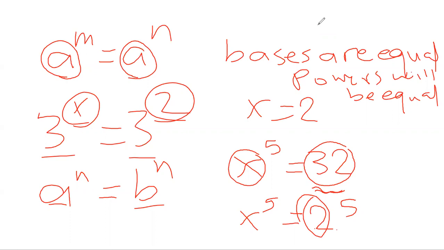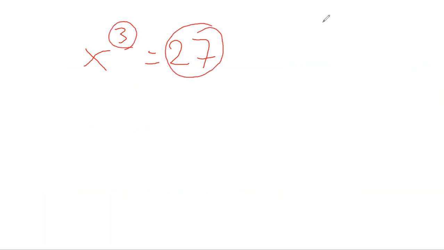So x power 5 equals 2 power 5. Now the powers are equal, so the bases are equal. So x in this case equals 2. Okay, another one, if I have, for example, x power 3 equals 27. I want to get x. I have to change 27 into something power 3 in order to get x, which is in the base. So x power 3. Try to remember: 27 was what power 3.